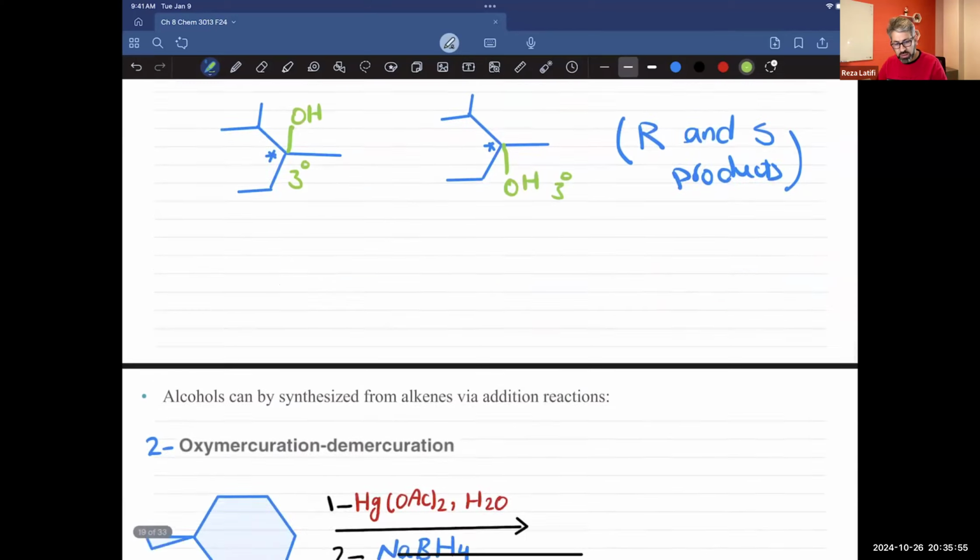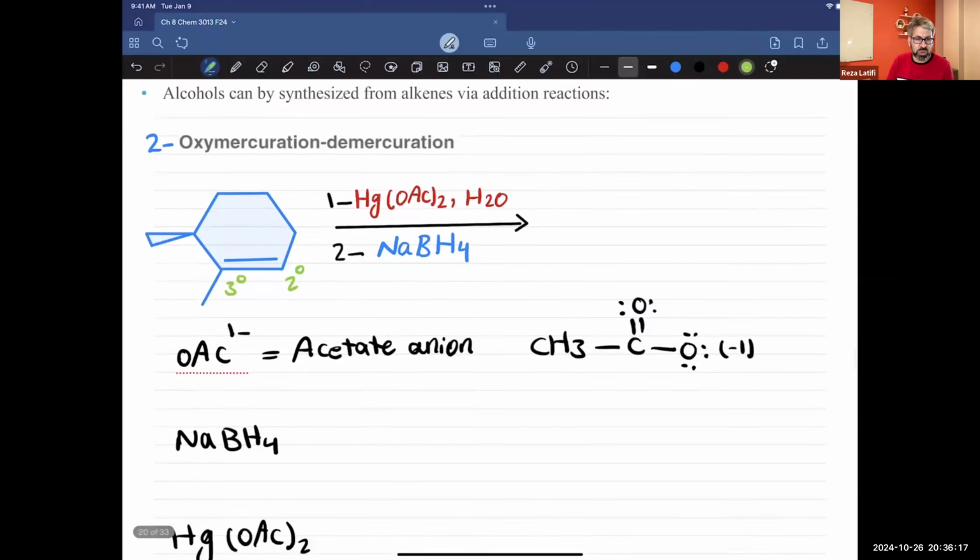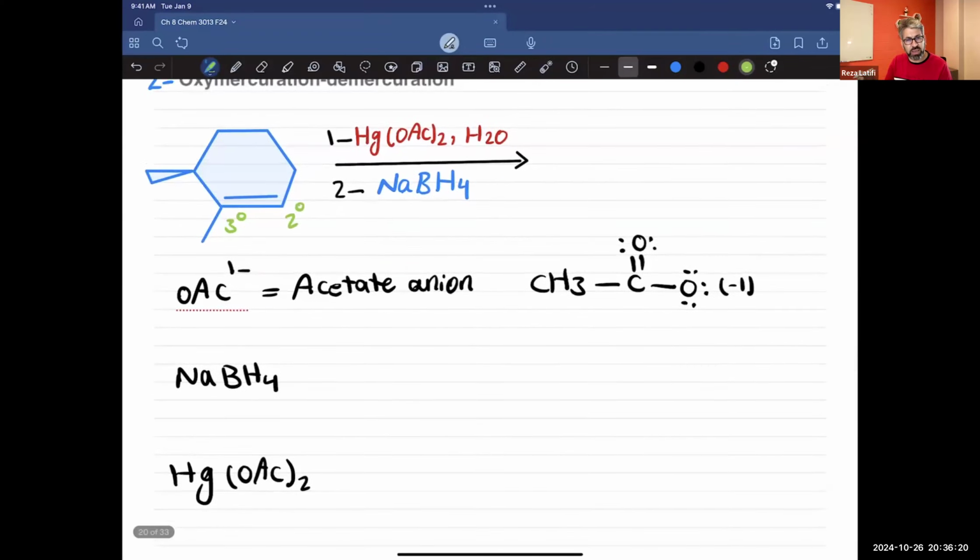Okay. Another method is the oxymercuration-demercuration method, which can take a double bond and technically add H and OH to it. And let's go after the reagents first, and then I will go into detail on the mechanism. The first one that we have is OAc, that's acetate. Acetate anion is CH3 attached to 2 oxygens. One of the oxygens has a negative charge, while the second one is neutral. Of course, we do have resonance between those two oxygens.